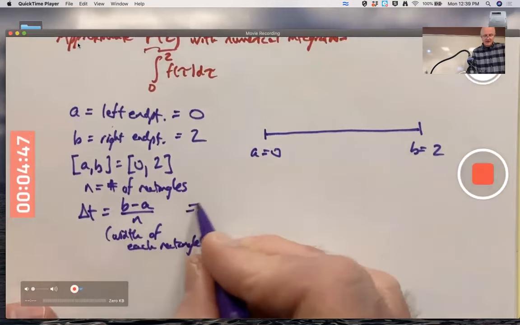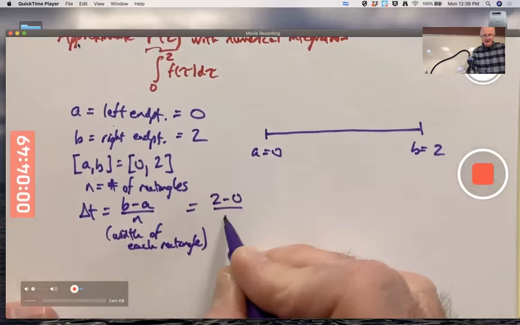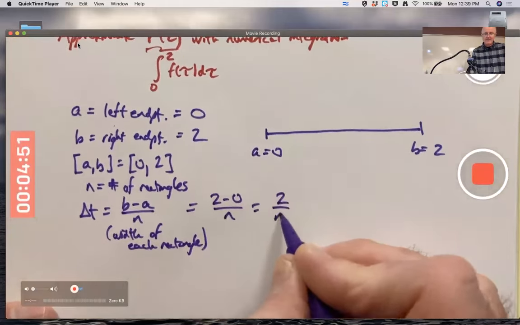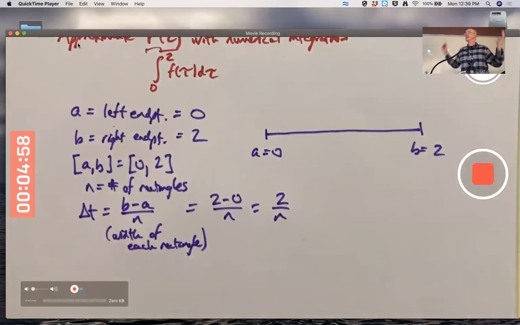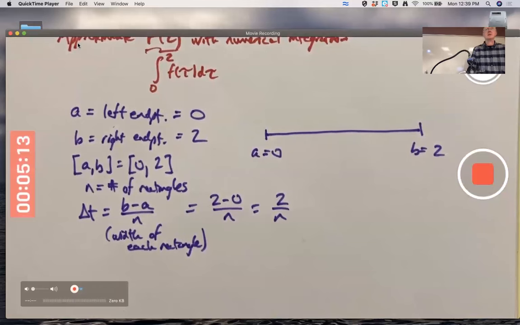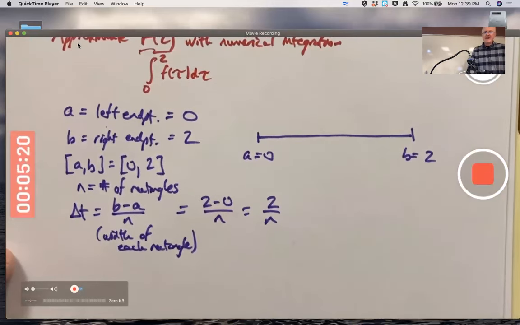So in this example, b minus a over n is 2 minus 0 over n, which is 2 over n. And I'm not specifying what n is. Why? Because I want to try different n's, and in fact, bigger and bigger n's, and see if I get better and better answers. If all those rectangles get skinnier and skinnier because there are more of them, their total area should approximate the area under the curve better and better. However, I can't quite stop here.